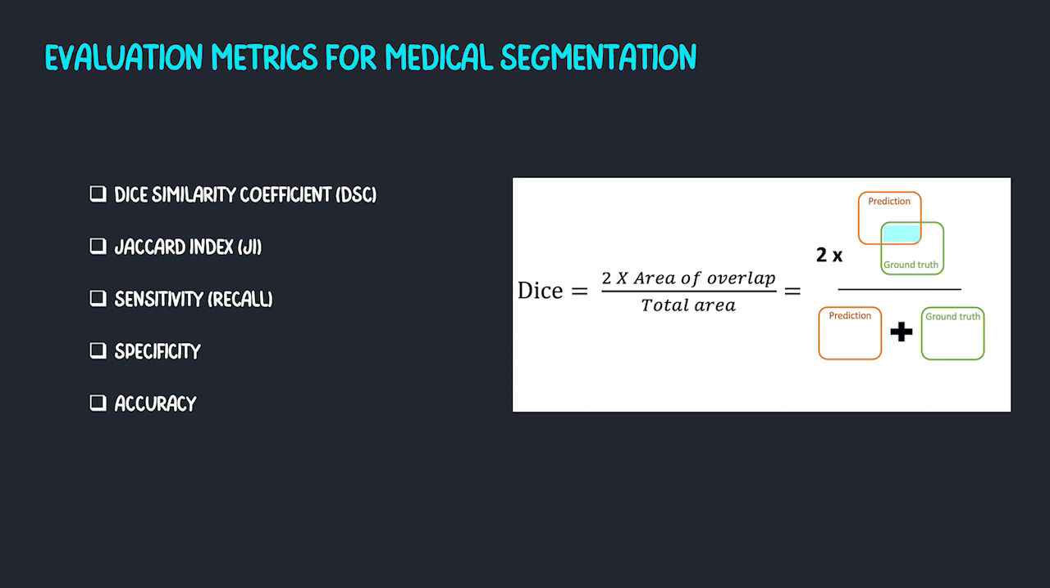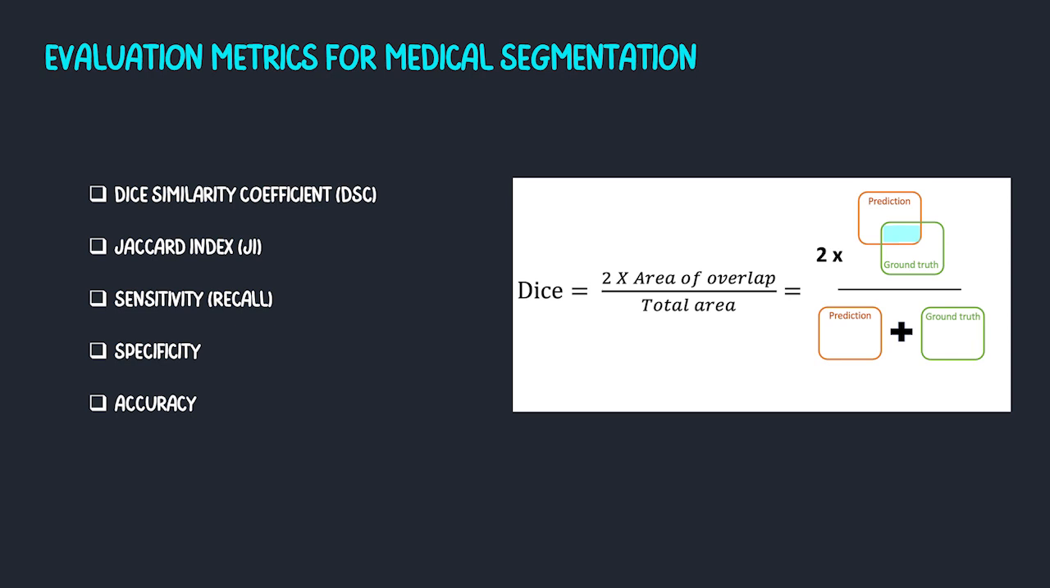Evaluation metrics for medical segmentation. Evaluation metrics are used to quantify the performance of the segmentation. Some of the common metrics used in medical image segmentation are: here's an introduction to some key evaluation metrics, including the Dice Similarity Coefficient, DSC, Jaccard Index, sensitivity, specificity, and accuracy. I will explain one of these evaluation metrics with an example.